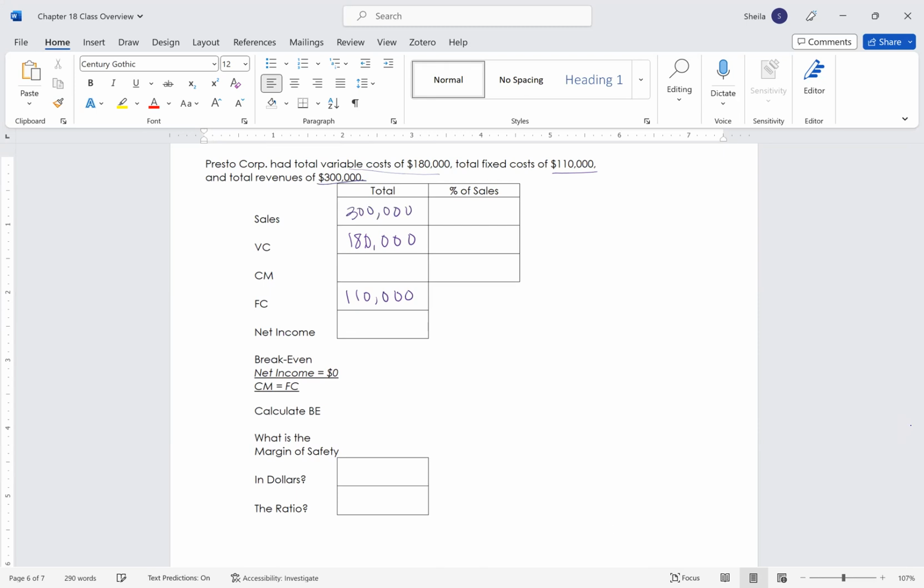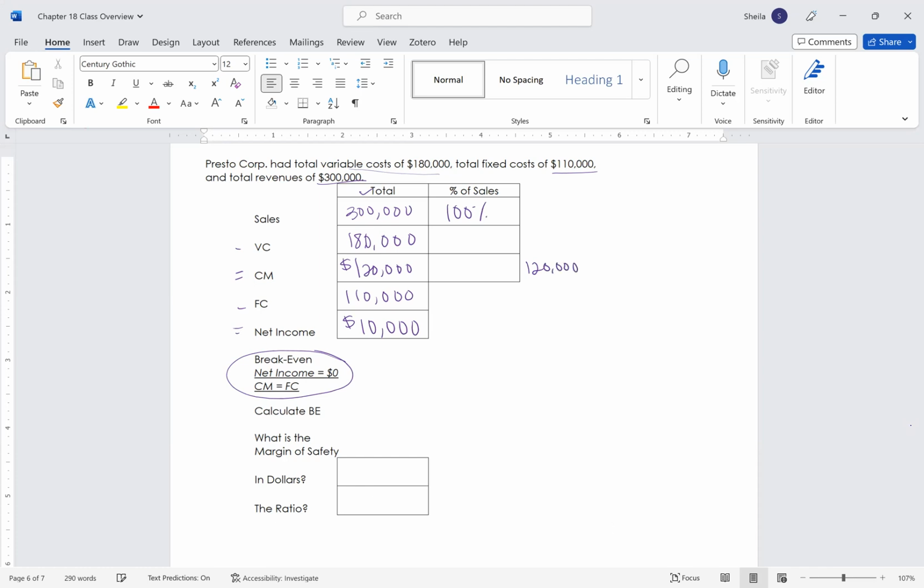Okay, so what does that give us? Well, sales minus variable cost equals our contribution margin. Notice these are in total. Okay, so our contribution margin is 120,000. Okay, we subtract our fixed cost from that. Our net income in this scenario is 10,000. Now that's not break even, because remember, break even net income would be 0. Okay, so keep that in mind. So if this is our scenario, sales, 100% of sales, can we calculate this the same way?